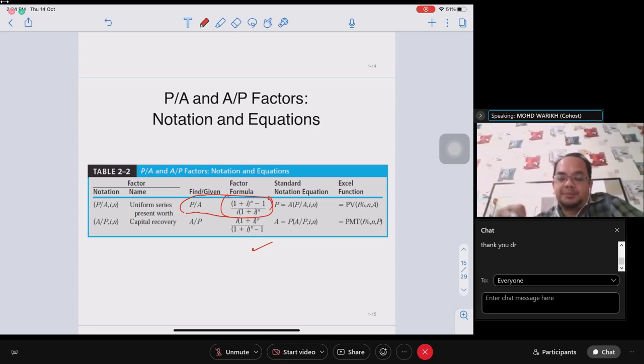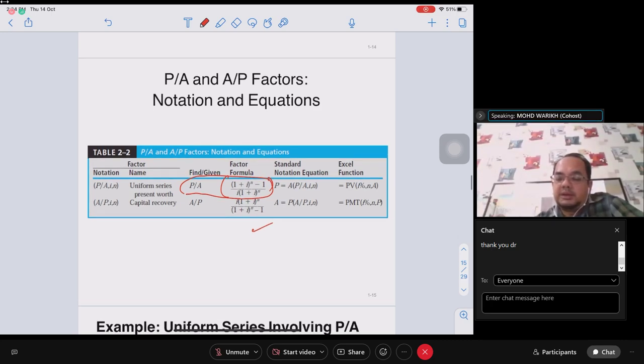Using the table function will make it easy. There is no need to write out the detailed numbers inside the formula. So it's very easy. Then open the table and you will get the factor.